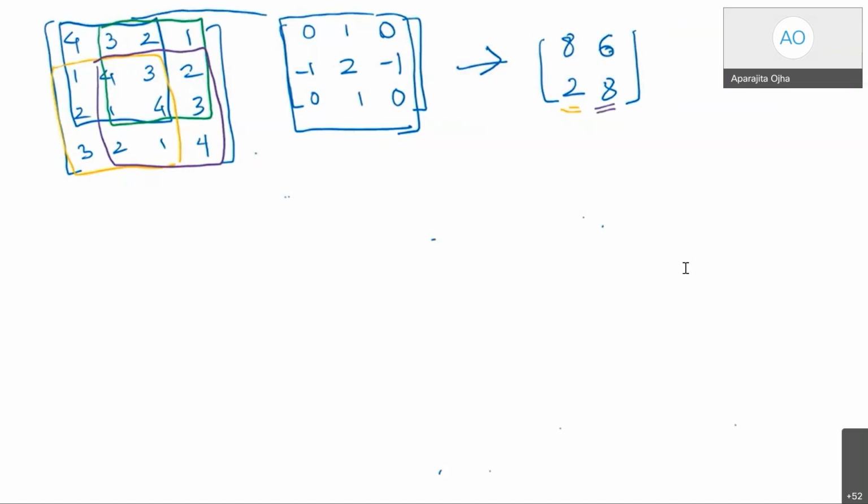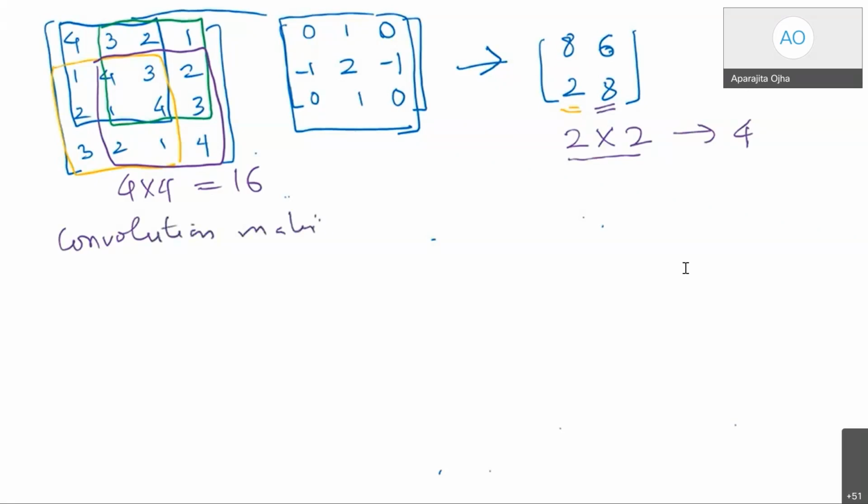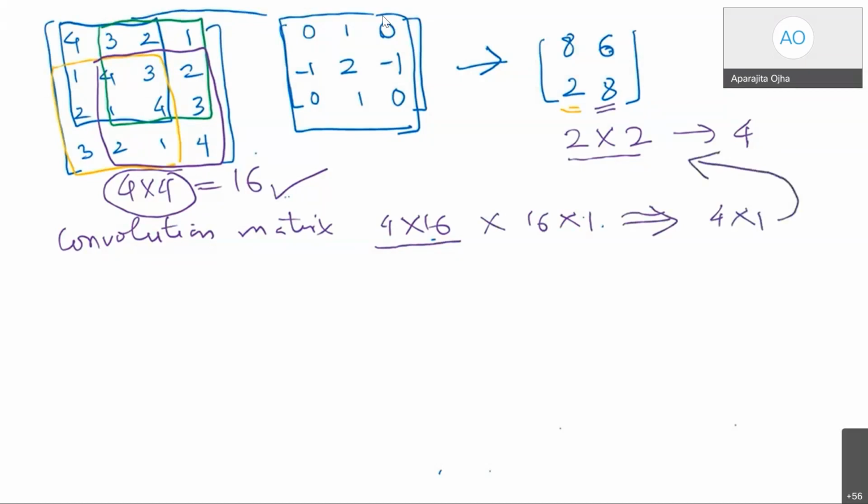So from a 4x4 matrix, which is a 16 dimensional vector, we are reducing this to a 2x2 matrix, which is a 4-dimensional vector. So let us write down the convolution matrix here. Convolution matrix that we are going to write will be a 4x16 matrix, because we consider this 4x4 input as a 16-dimensional vector, and we can think of this as matrix multiplication by convolution matrix, which is 4x16, to a 16x1. So output will be leading to a 4x1 vector, which can be arranged in a 2x2 matrix as we wrote here.